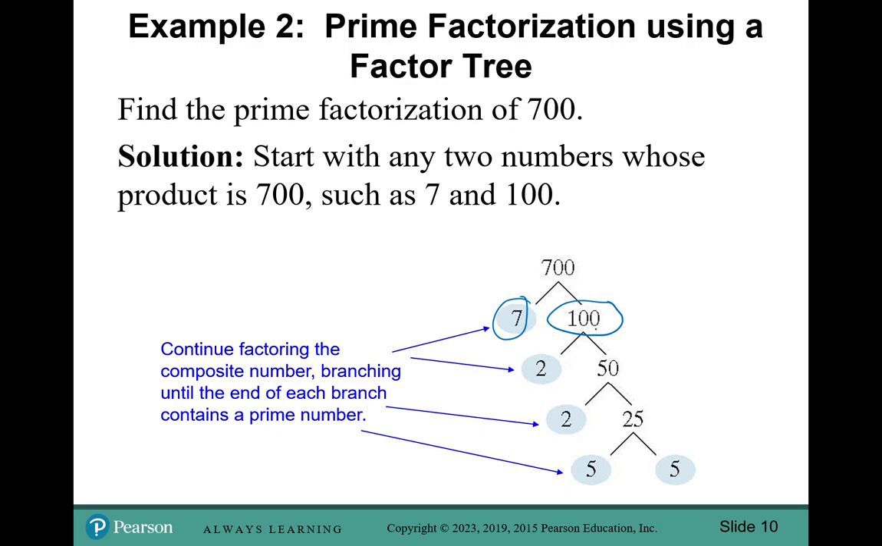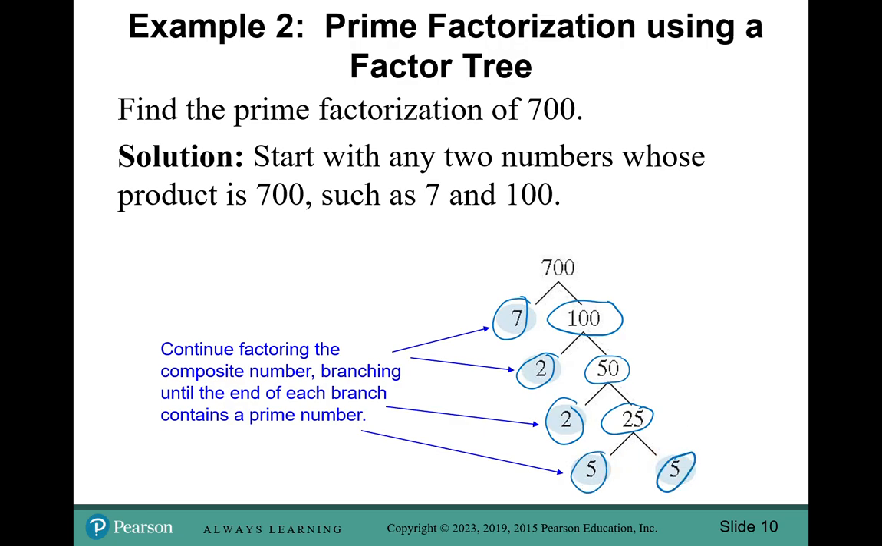But 100 is a composite number. It has factors that are not just 1 and itself. For instance here, 2 and 50. 2 itself is a prime number. 50 can continue to be broken down. 50 can then be broken down into 2 and 25. 2 is a prime number. And then 25 can continue to be broken down into a 5 and a 5.